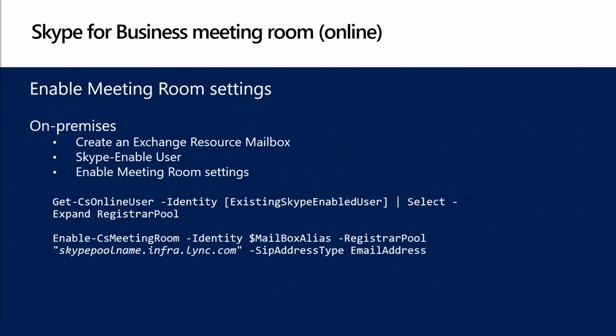In order to enable a meeting room setting for online, you would have to run Get-CsOnlineUser to find the pool that the online user is assigned to, and then Enable-CsMeetingRoom, and whatever pool name was returned from the Microsoft 365 service, you would add that here. So let me go ahead and show a demo of creating these accounts via PowerShell.